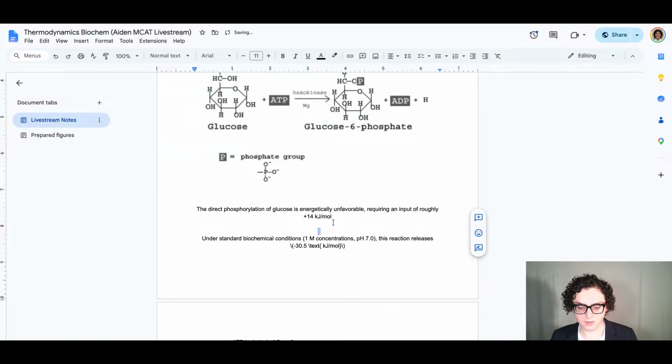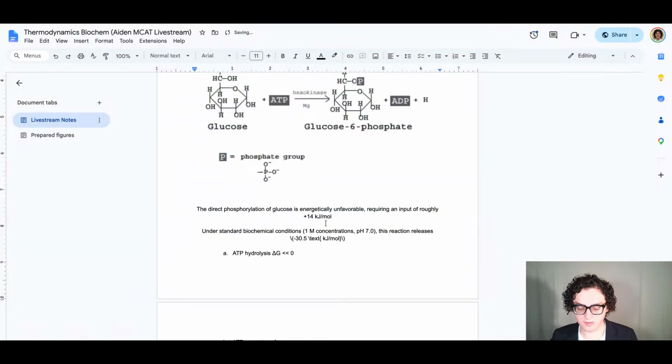Well, check this out. Under standard biochemical conditions, ATP hydrolysis releases roughly 30 kilojoules per mole or 31 kilojoules per mole. So about 31 kilojoules per mole.